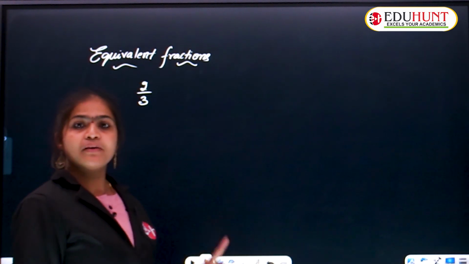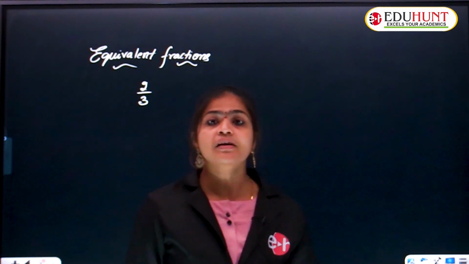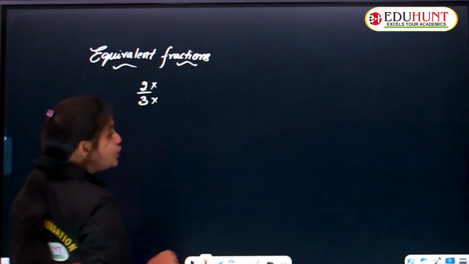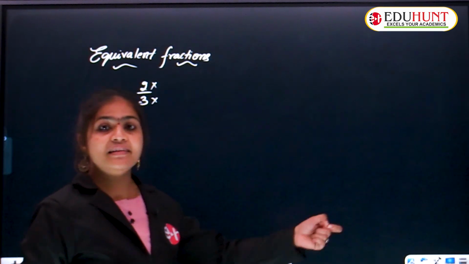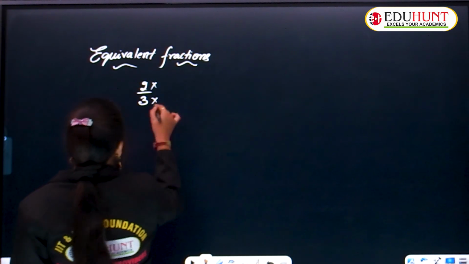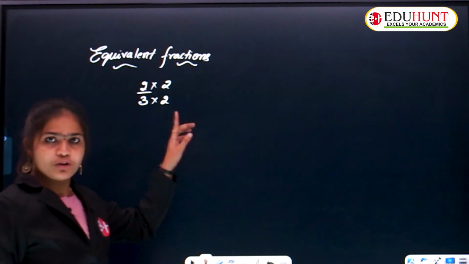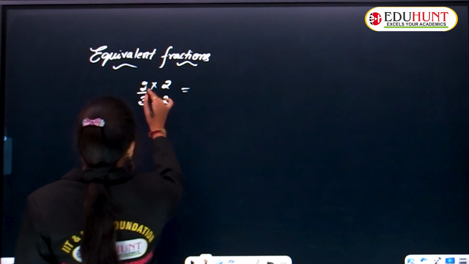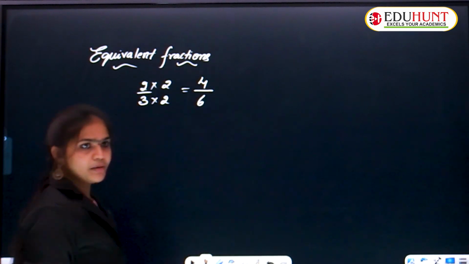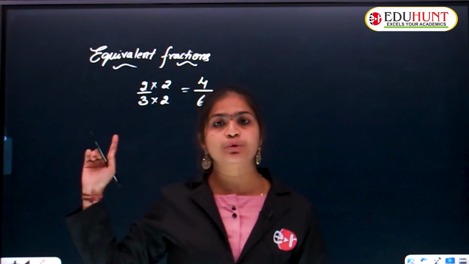Here, when we are going to write the equivalent fractions of the given fraction, first we need to multiply or divide both numerator and denominator by the same number. Understood? See here, both numerator and denominator should be multiplied by the same number. Here I took 2. Now here 2 2's are 4, 3 2's are 6. Understood? Now here 4 by 6 is an equivalent fraction of 2 by 3.